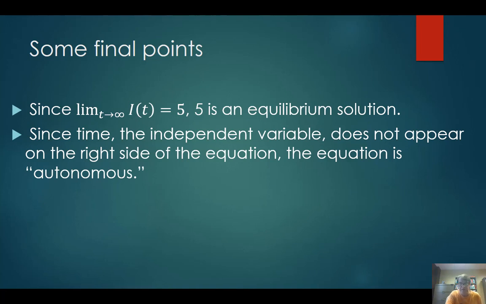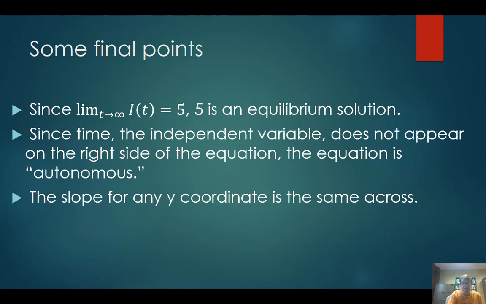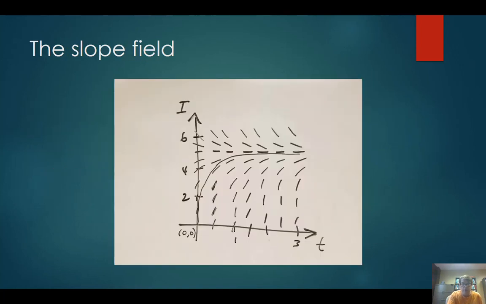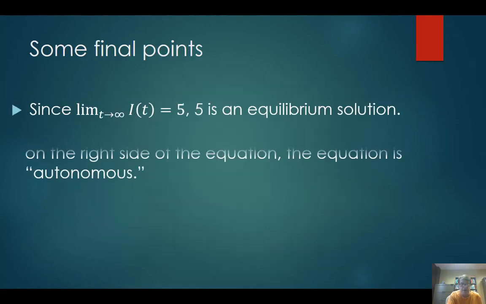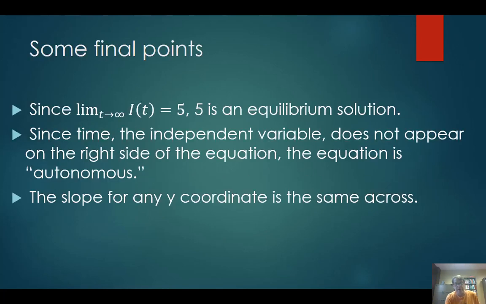And so we call that kind of equation an autonomous equation, because the time doesn't affect what it does. In fact, what you may notice is that the slope for any y coordinate in this, and I didn't draw it very well, but the slope for all y coordinates, whether it be y equals 2 or y equals 4 or y equals 6, you'll notice that they have the same slope. Every slash has the same slope at that particular point. And so the slope for any y coordinate is the same across, in that kind of case when the equation is autonomous, because time is not part of the right side of the equation.